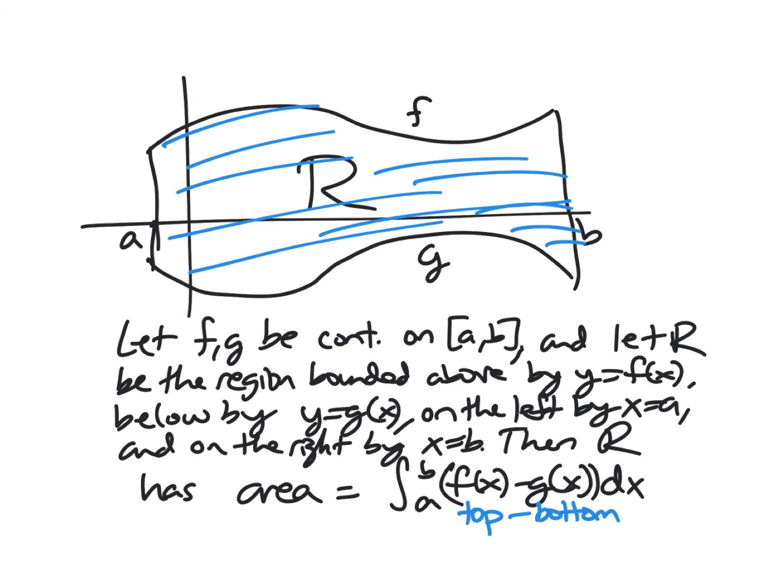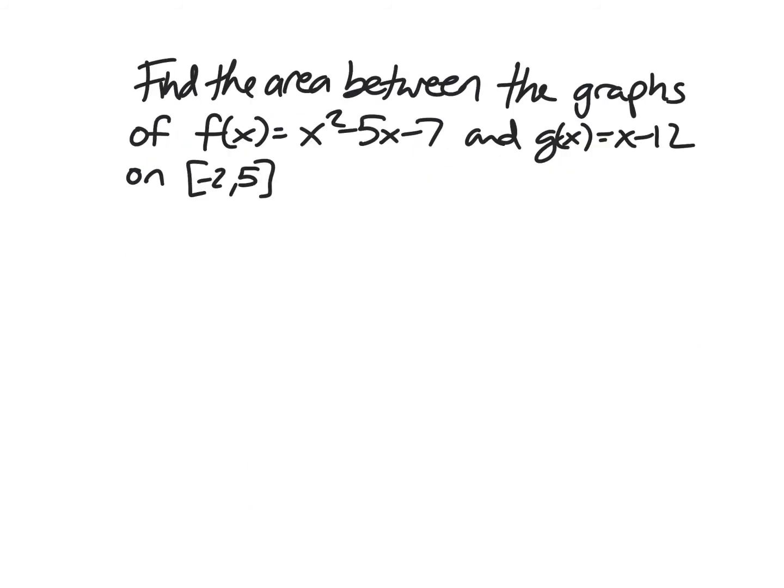So let's go ahead and look at an actual example with real functions here, not just pictures. All right, so here are two actual functions. We've got f of x is x squared minus 5x minus 7, some parabola, and g of x is x minus 12, which is a line, and we want to find the area between them from -2 to 5. So first of all, we have a graph, right?